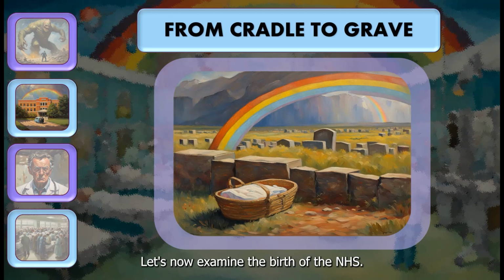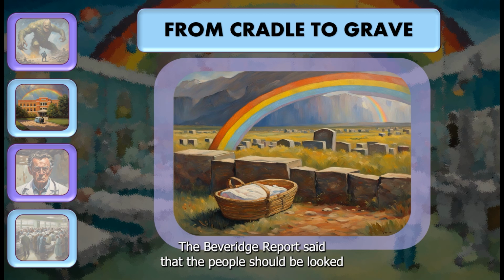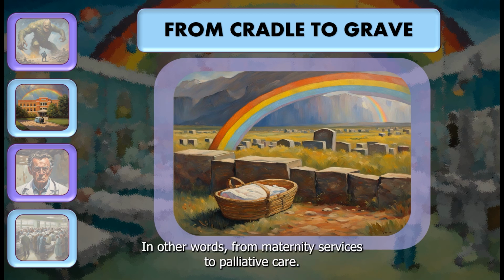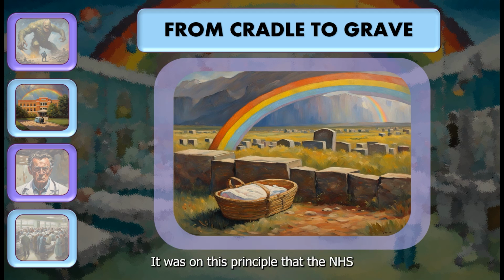Let's now examine the birth of the NHS. The Beveridge Report said that the people should be looked after from cradle to grave, in other words, from maternity services to palliative care at the end of life. It was on this principle that the NHS was born.